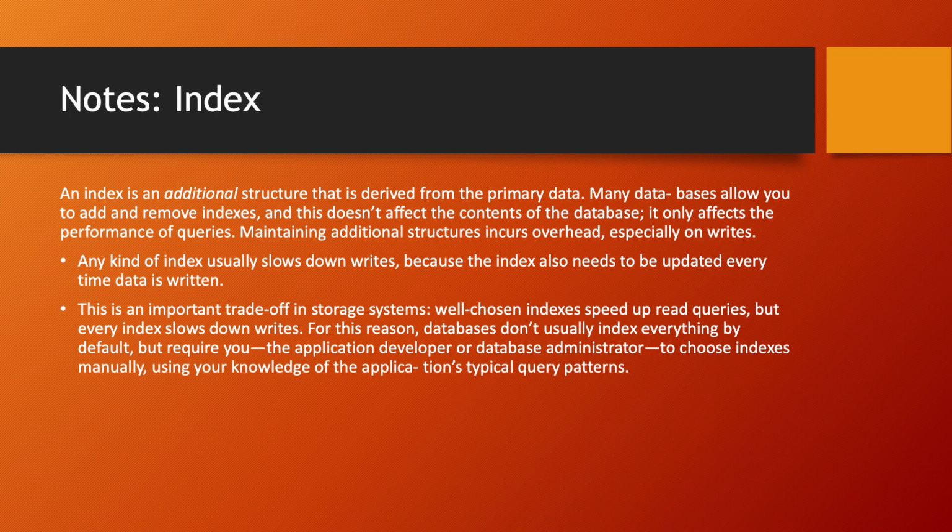So first is index. An index is an additional structure that is derived from the primary data. Many databases allow you to add and remove indexes, and this doesn't affect the contents of the database. It only affects the performance of queries. Maintaining additional structures incurs overhead, especially on writes. Any kind of index usually slows down writes because the index also needs to be updated every time data is written. This is an important trade-off in storage systems.